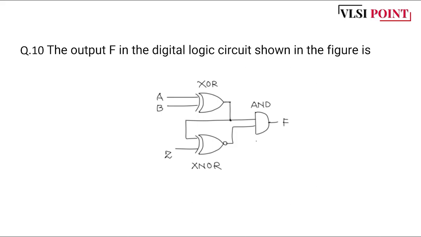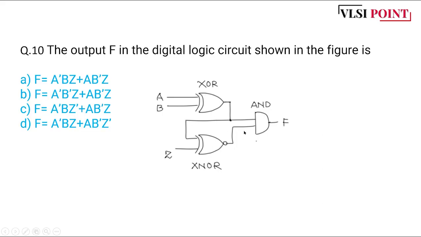Okay, let's move to question number 10. The output F in the digital logic circuit shown in the figure below is, so we have F as output, we have an AND gate, an XNOR gate, and an XOR gate. We have to see what F is. So those are the options: F equals A bar B Z plus A B bar Z, A bar B bar Z plus A B bar Z, A bar B Z bar plus A B bar Z, and A bar B Z and A B bar Z bar.